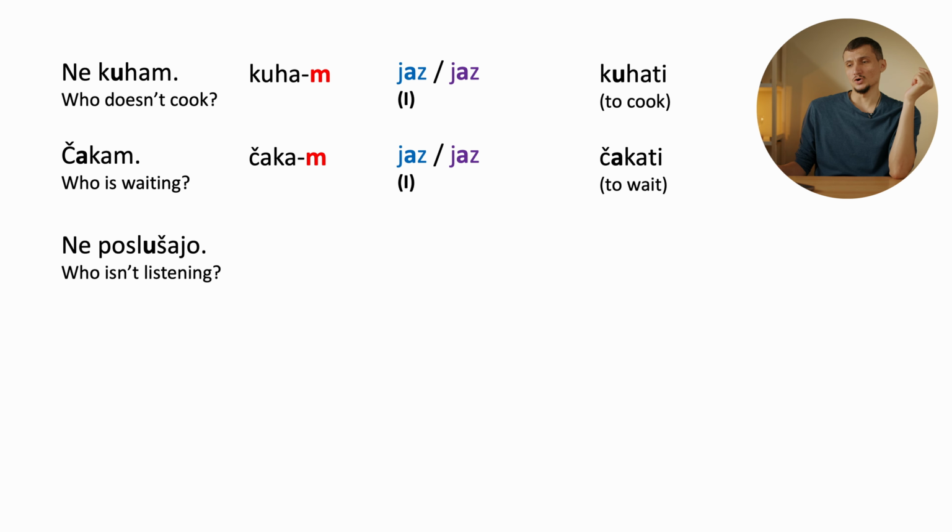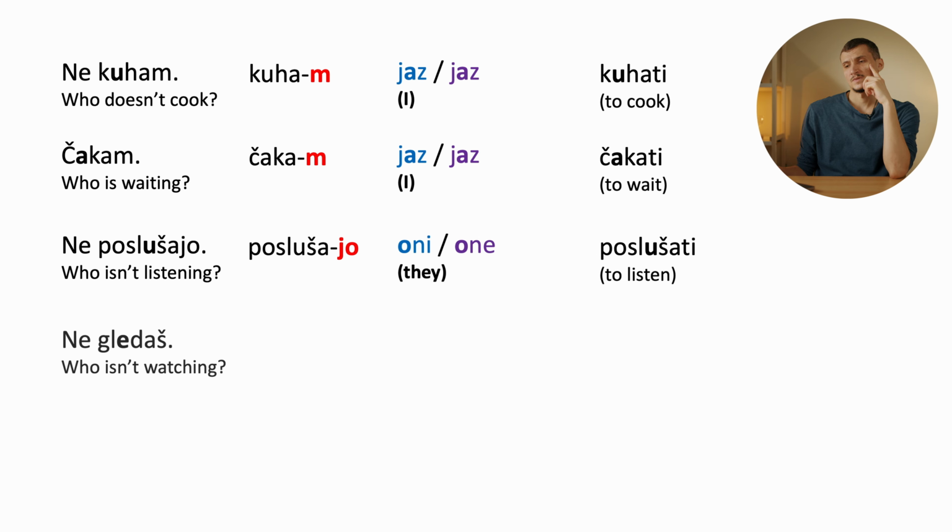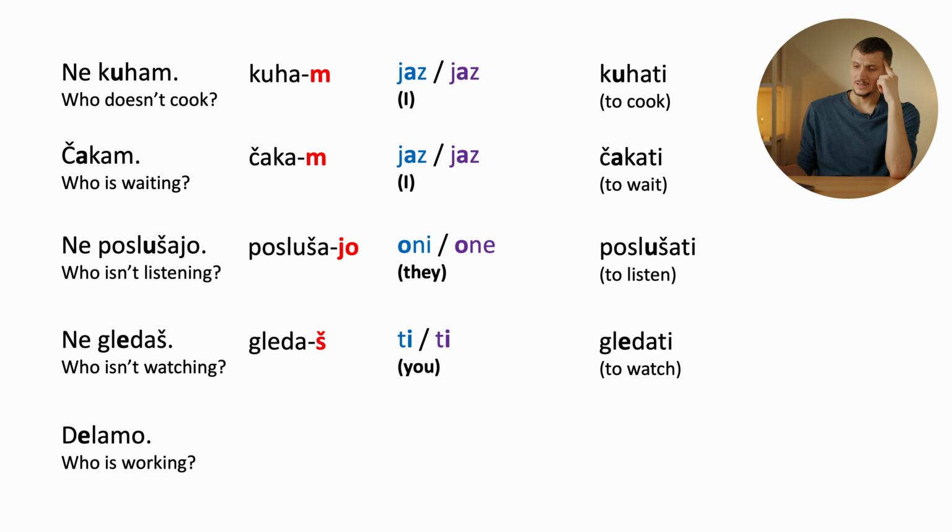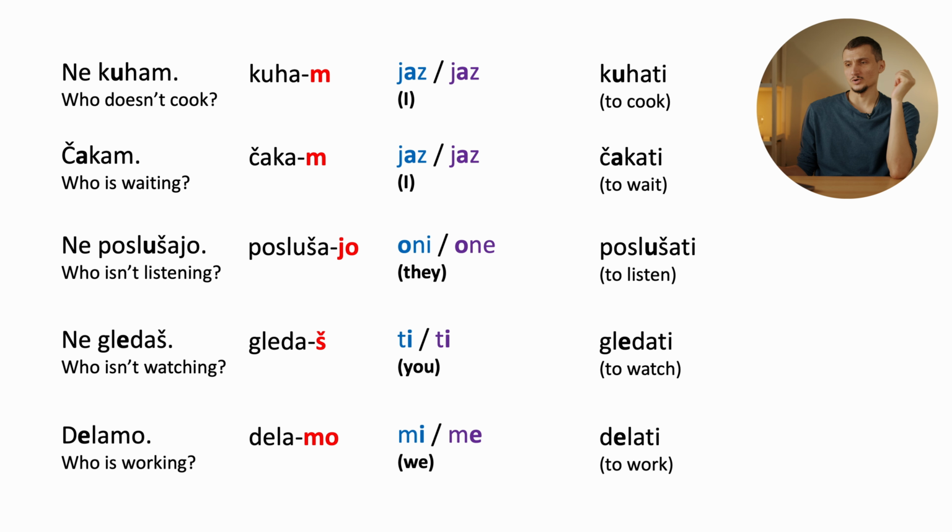Ne poslušajo. Jo is they, plural. Poslušajo. Oni, one. Poslušati. Ne gledaš. Who isn't watching? Š ending, gledaš, which is ti. Gledati. Delamo. Who is working? Mi, me, which is we. Mo is we all. Delati, to work.